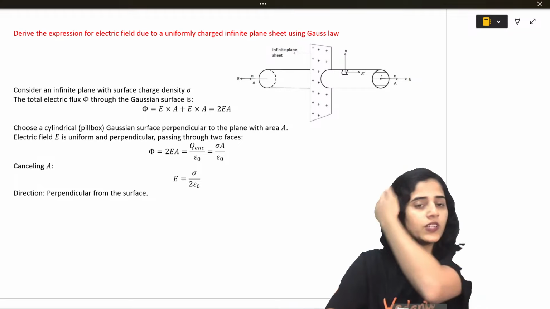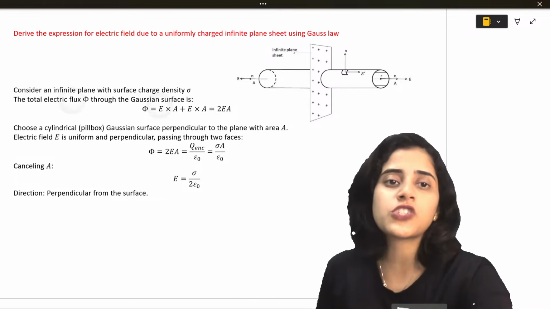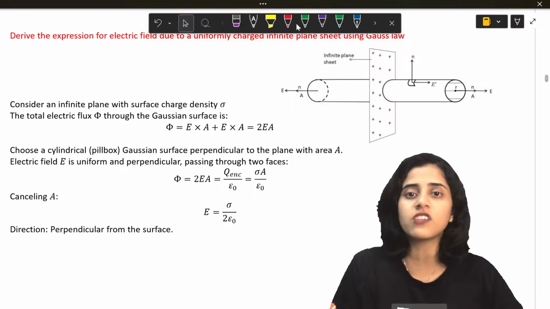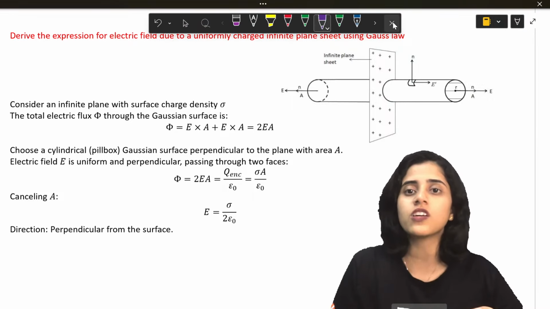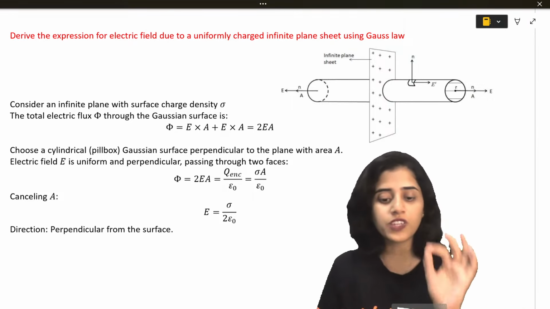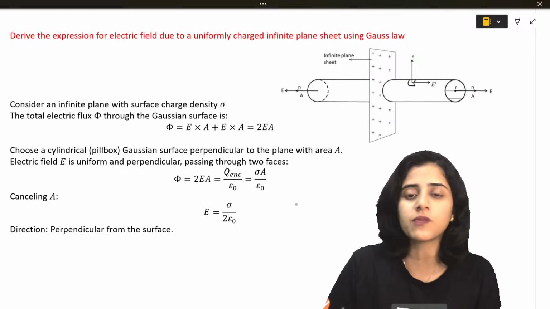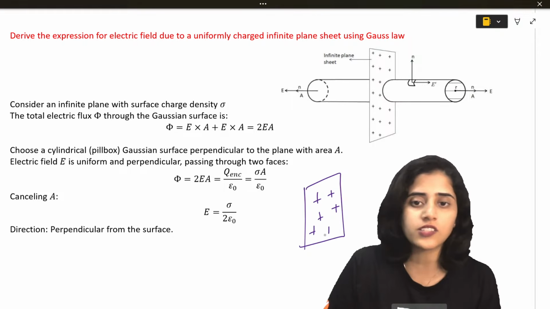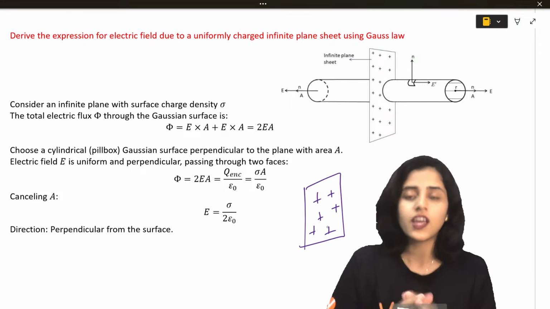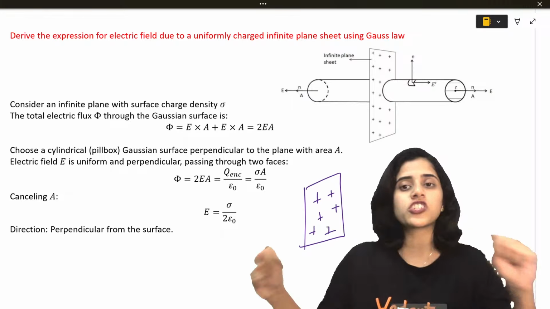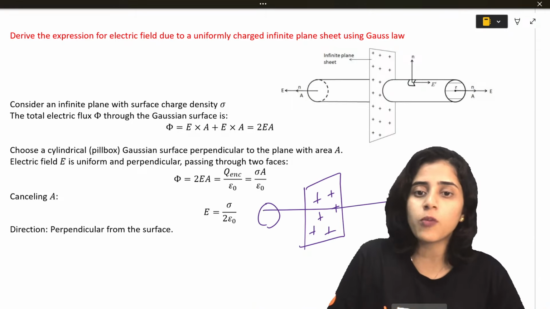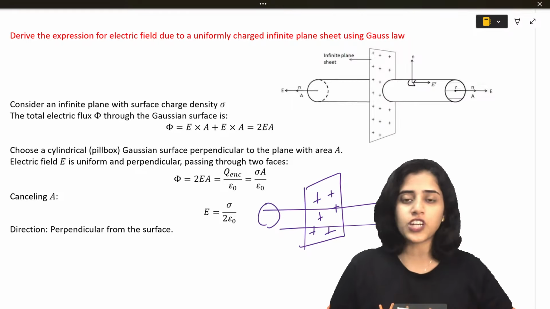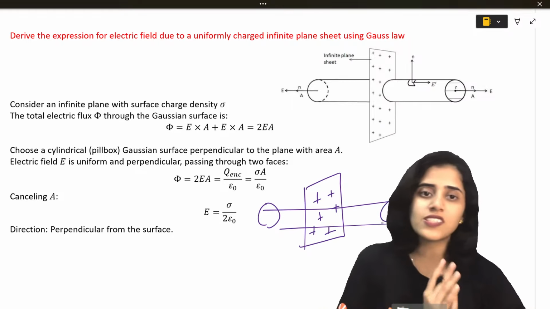Next question. Derive an expression for electric field due to a uniformly charged infinite plane sheet using Gauss law. For this one also, the figure is very important. You have a sheet of charges, a plane sheet full of charges, and you are going to draw a Gaussian surface in the form of a cylinder through it. This cylinder is your Gaussian surface.